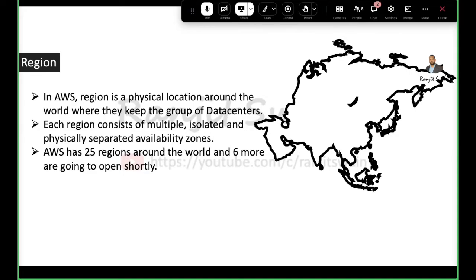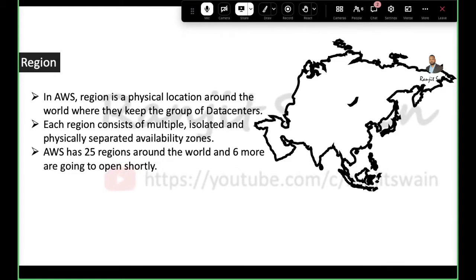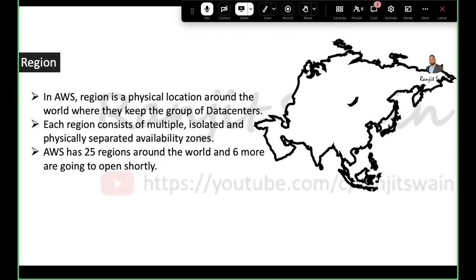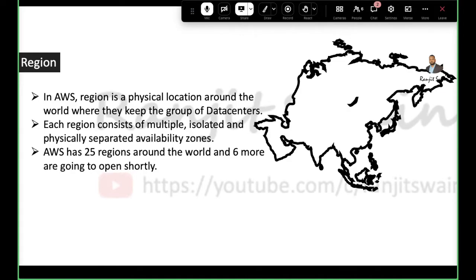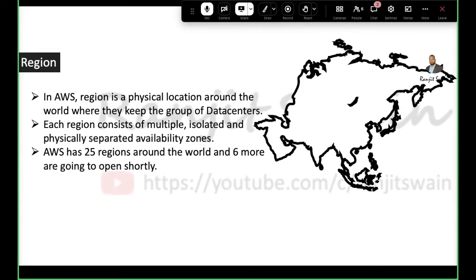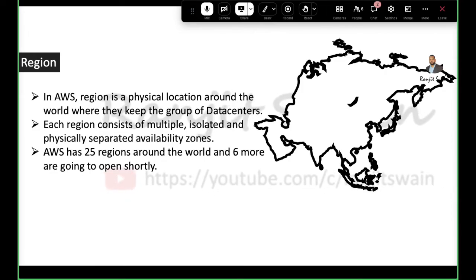In India, we have two regions. One is Asia Pacific Mumbai, another one is Asia Pacific Hyderabad. One is already established, that is Asia Pacific Mumbai, but the Hyderabad one is yet to open. It's already under construction and not yet opened to the market. It will open this year or next year, but Asia Pacific Mumbai is already functional. Remember, AWS has 25 regions, and in the next few years it may increase.